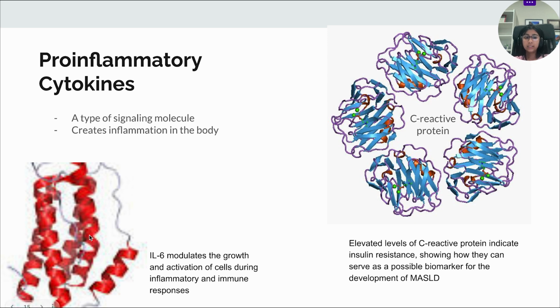First, looking here on the left, I have this picture of interleukin 6. Interleukin 6 is a type of cytokine that modulates the growth and activation of cells during the inflammatory and immune responses. On the right, we have C-reactive protein. Elevated levels of C-reactive protein can indicate insulin resistance, making them a possible biomarker or predictor for the development of MASLD. What all the pro-inflammatory cytokines here have in common, as well as the ones I will just show, is that they are all possible predictors or markers that show that MASLD is being developed or has developed.